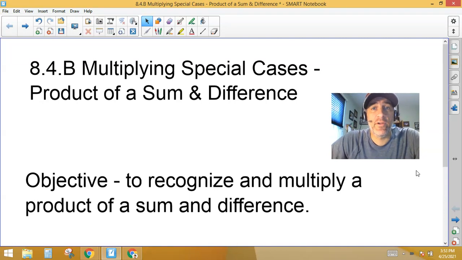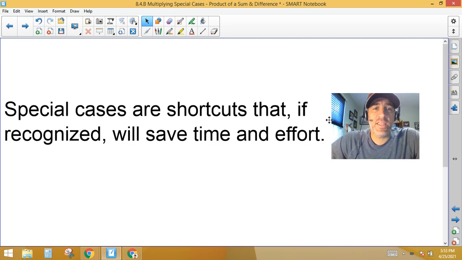Hey everyone, we're on to our final lesson, 8.4b, multiplying special cases part 2. This is called the product of a sum and a difference. Our objective is to recognize and then multiply this out. And this is, again, a special case. It's a shortcut. All right, that's all this is.